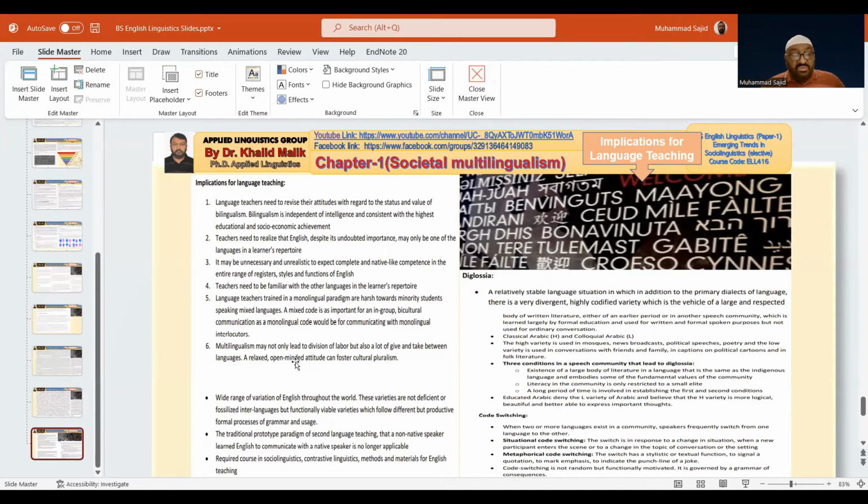Multilingualism may not only lead to a division of labor, but also a lot of give and take between languages. A relaxed, open-minded attitude can foster cultural pluralism. There are some subpoints you can see now.